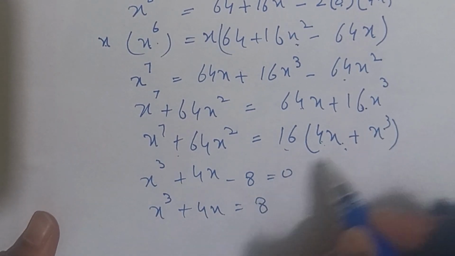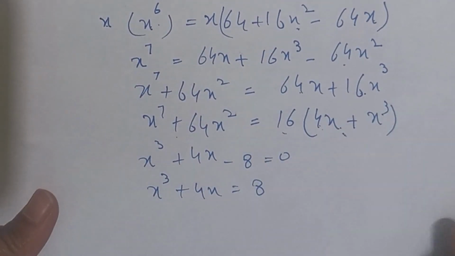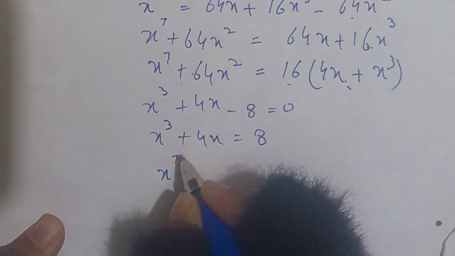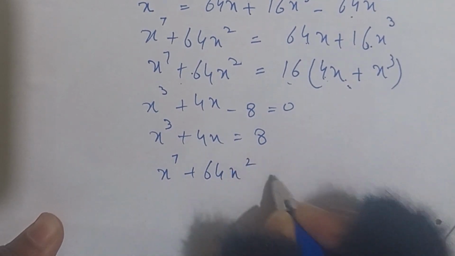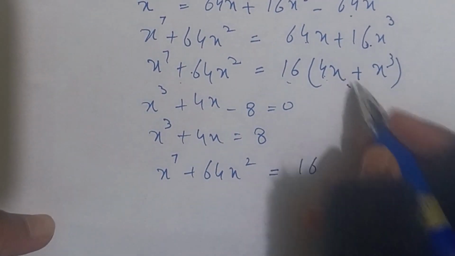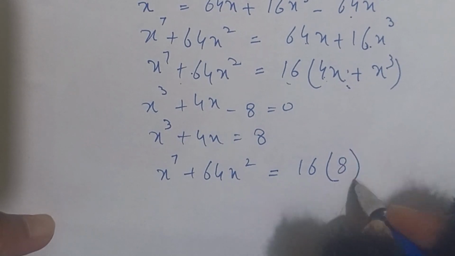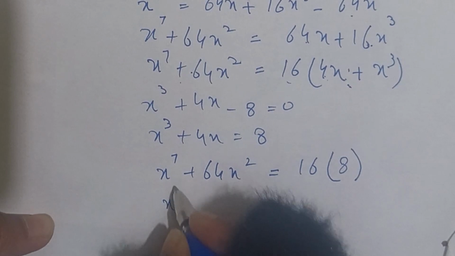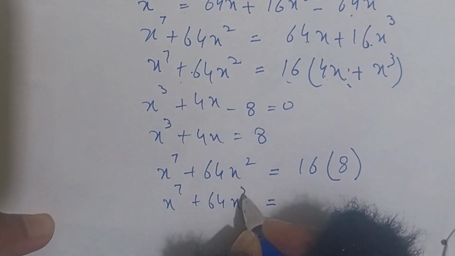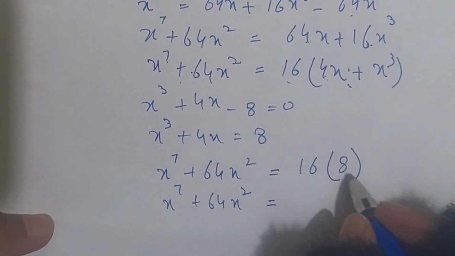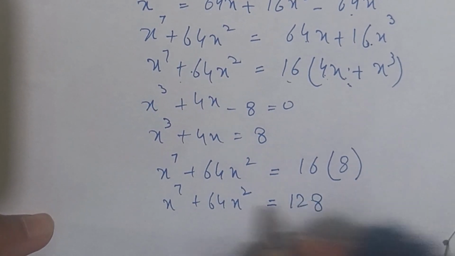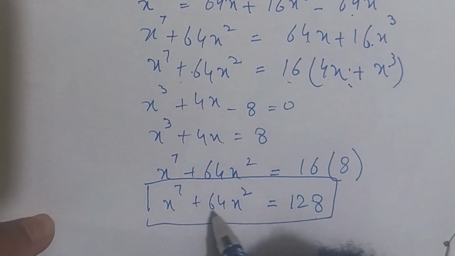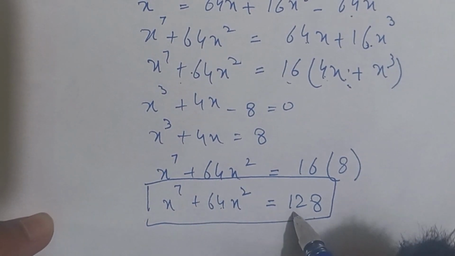So we substitute this value in the above equation. We copy the left hand side, x raised to the power 7 plus 64x square, equal to 16 times this, which is equal to 8. So we substitute 8 here. In the next step, we copy the left hand side, x raised to the power 7 plus 64x square, and 16 multiplied by 8 is equal to 128. So this is the value required by our question. So x raised to the power 7 plus 64x square is equal to 128, and we have done.